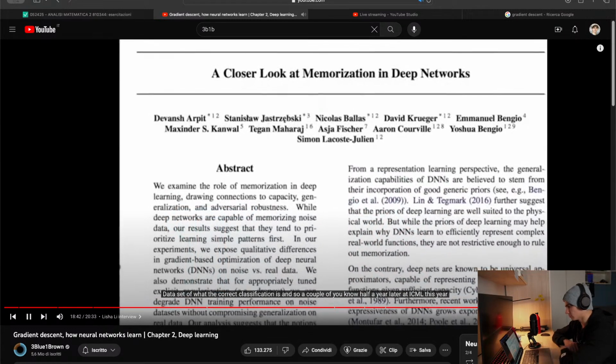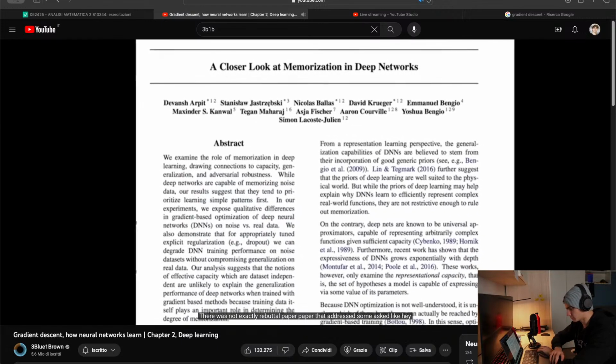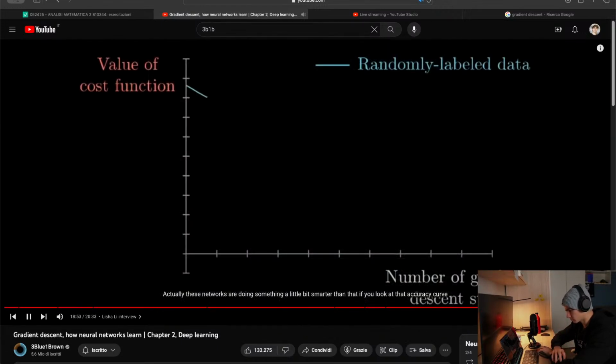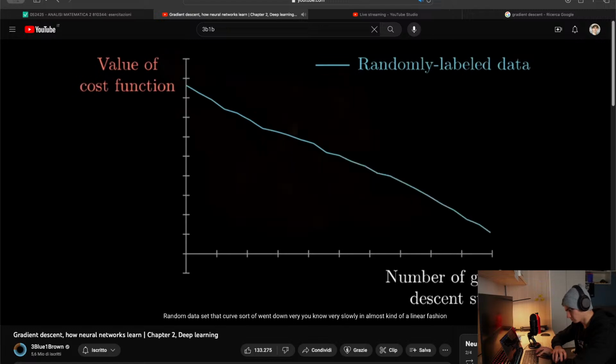Half a year later at ICML this year, there was a not exactly rebuttal paper that, if you look at that accuracy curve, if you were just training on a random data set, that curve sort of went down very slowly in almost kind of a linear fashion.